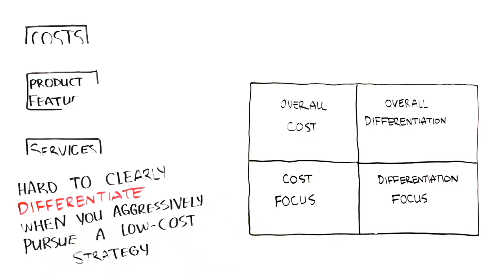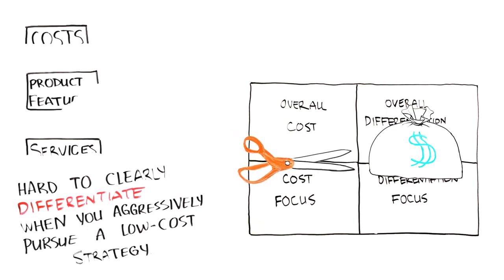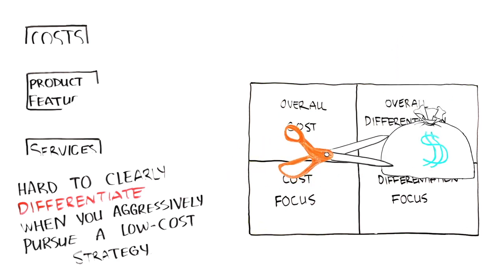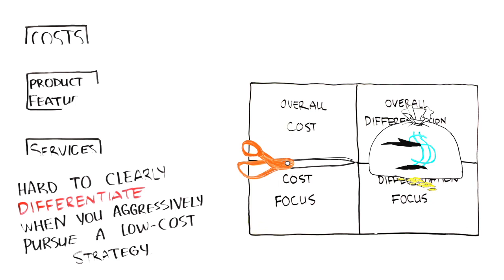At the same time, you often have to spend money to make your product somehow better than the other products out there. Doing so is clearly inconsistent with a cost leadership strategy. The main activities you engage in to become a cost leader are simply inconsistent in most cases with the main activities you engage in to be a differentiator.